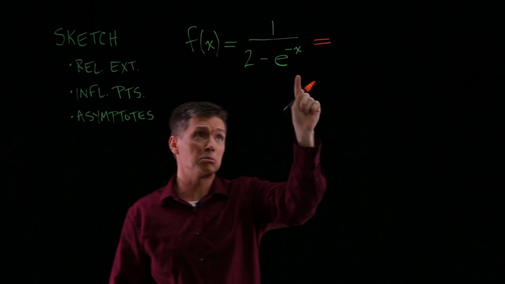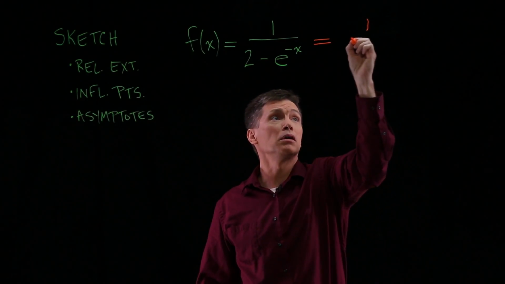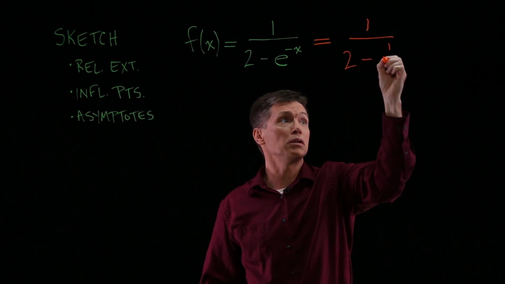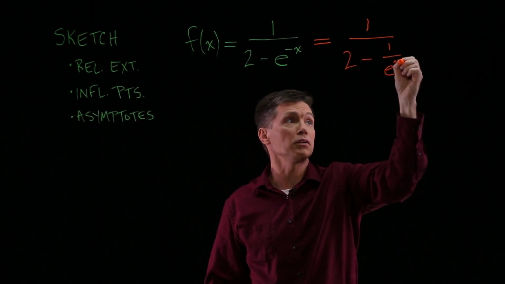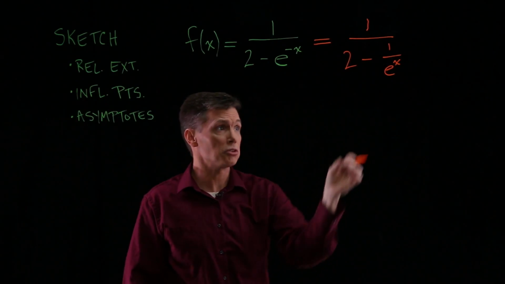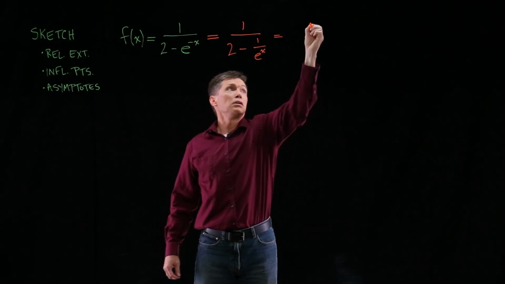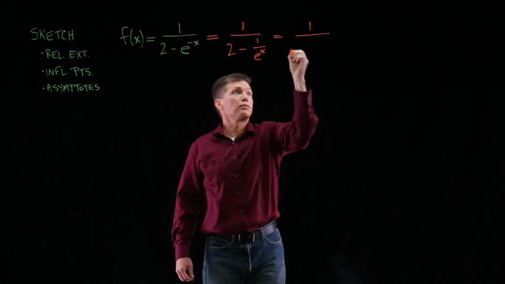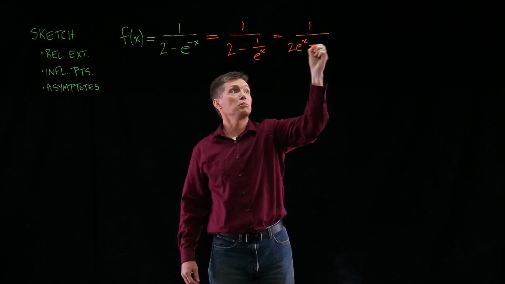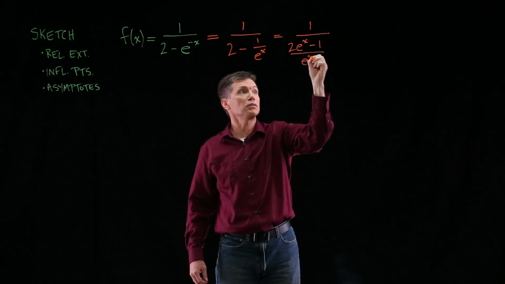And as I said, just in terms of a rewrite, getting rid of that negative exponent. So we're looking at 1 over 2 minus 1 over e to the x. And that never looks good, fraction within a fraction, so I'll get a common denominator here. It's not too hard. 2e to the x minus 1. My common denominator was e to the x.